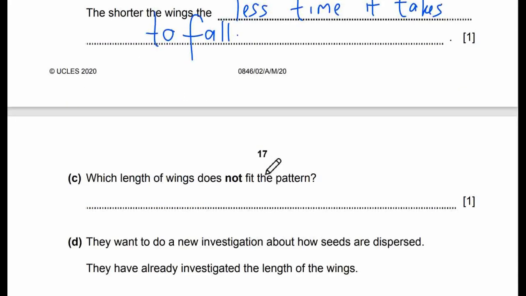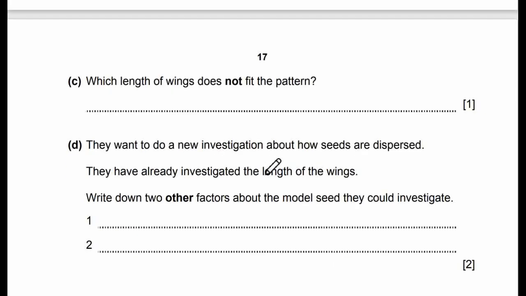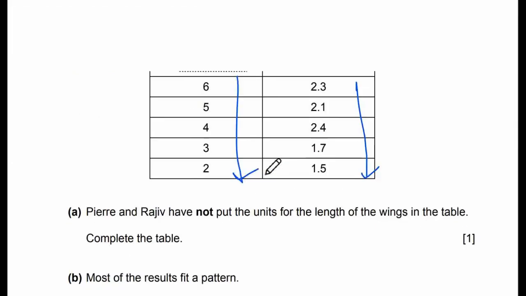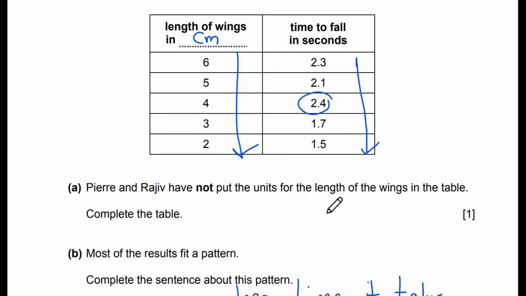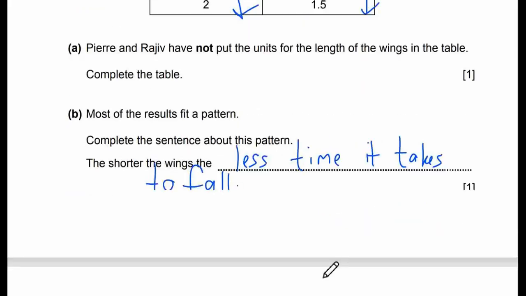Next, number C. Which length of wing does not fit the pattern? You see, this is decreasing. This suddenly comes up higher than the others. So the one that does not fit the pattern will be the 4 cm one.